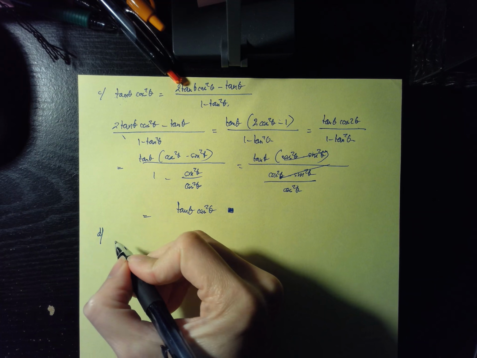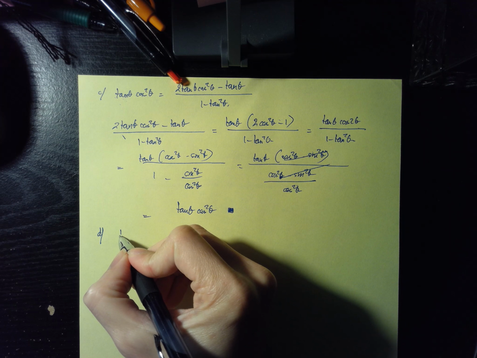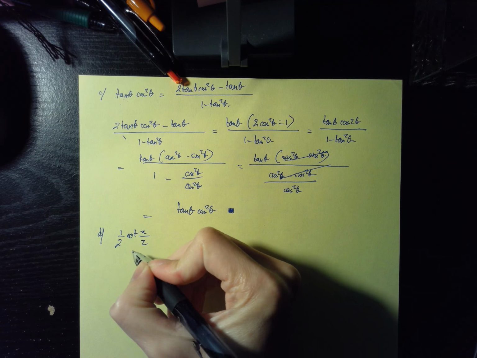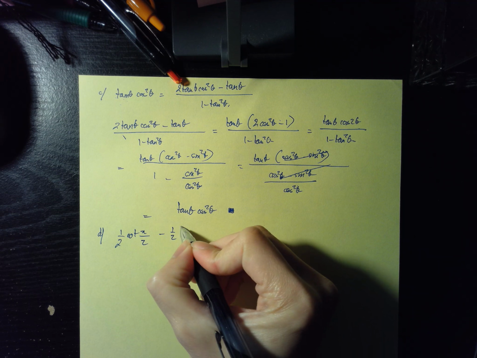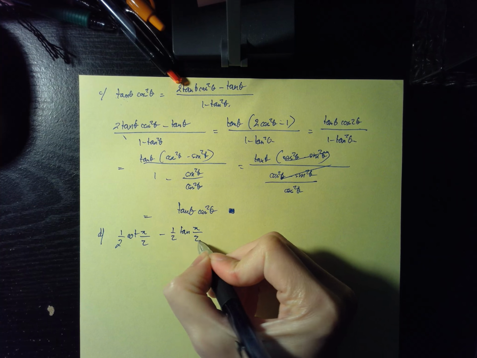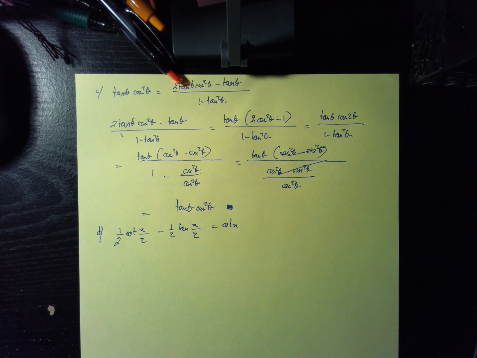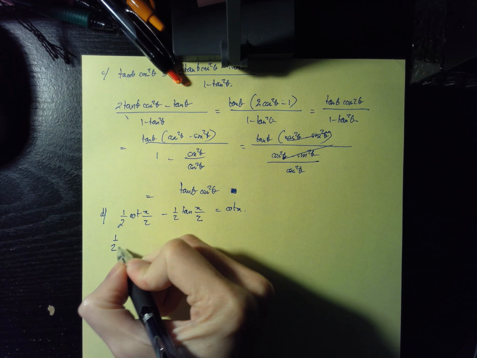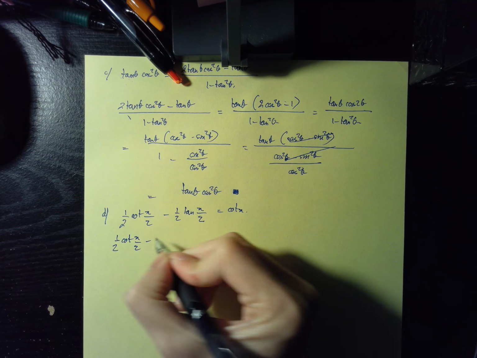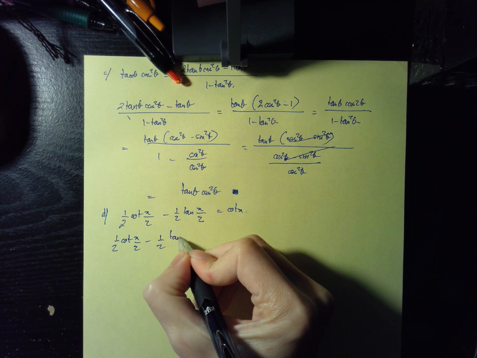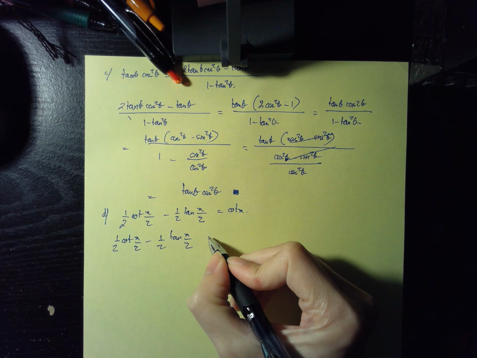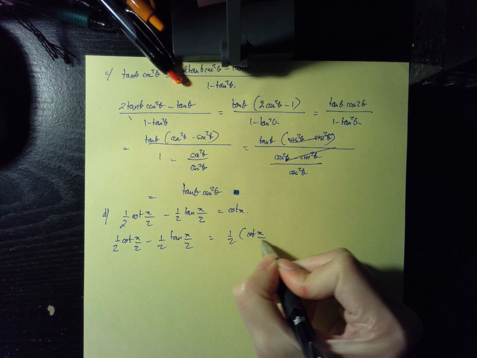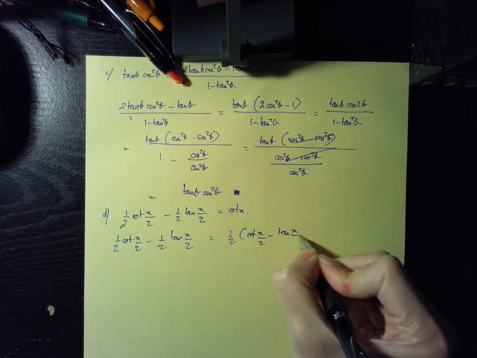Okay. Part d, you have 1 over 2 cotangent x over 2. This is a half angle. 1 over 2 tangent x over 2, right? Equal to cotangent x. So I start from the left hand side out. So I have 1 over 2 cotangent x over 2 minus 1 over 2 tangent x over 2. And I factor 1 over 2 out. So I have cotangent x over 2 minus tangent x over 2.